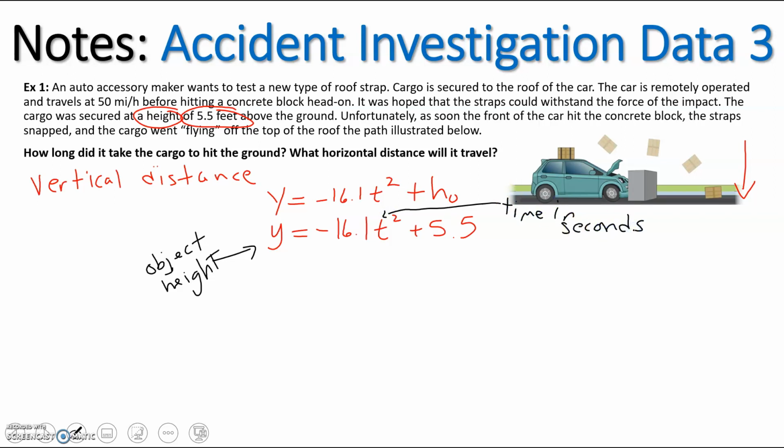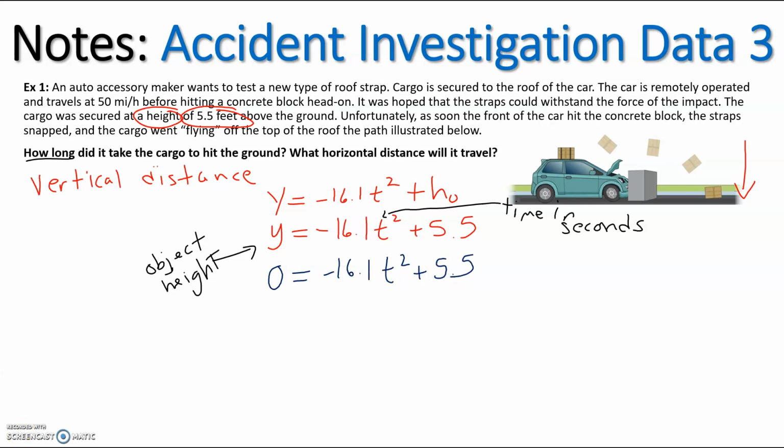The first thing we're going to do is determine how long it took the cargo to hit the ground. We know that the cargo will be at the ground when the height is 0 feet. So we're going to let y equals 0. All right, so let's substitute 0 for y and let's solve for the time. So we have 0 is equal to negative 16.1 t squared plus 5.5.